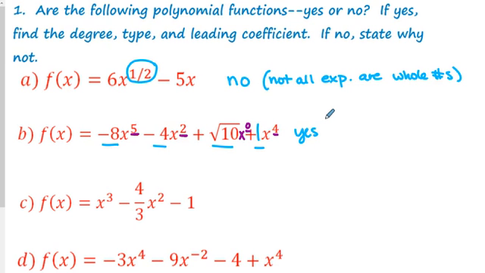What's the degree? Well, what's the highest exponent? 5, so the degree is 5. What's the type? Since it's degree 5, it is quintic. It's a quintic polynomial. And the leading coefficient would be the coefficient on the term with highest degree. So that would be -8.